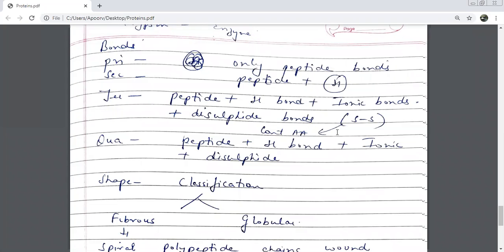If you have an amino acid which contains sulfur, both the amino acids contain sulfur, then an extra bond will be formed between them. Apart from peptide and hydrogen, which bonds will those be? Disulfide bonds. But disulfide bonds will form only when two sulfur containing amino acids come closer to each other. Two chains of amino acids or two amino acids, both of them have sulfur, so another bond will form between sulfur and sulfur.